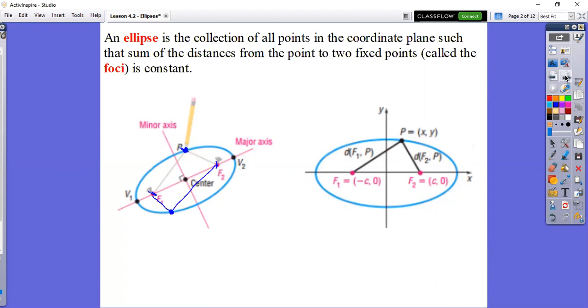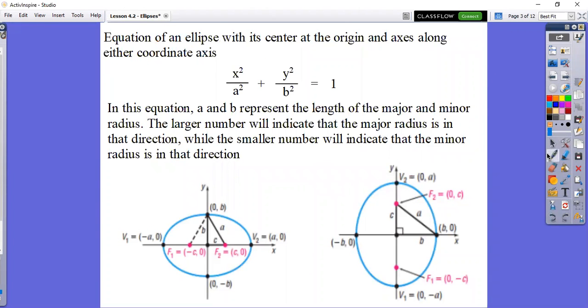So let's take a look at some stuff that we can do with the equations of ellipses. This equation of an ellipse is specifically for if it is centered at the origin and it has a vertical and a horizontal axis that are along either coordinate axis, so the x or the y axis. The x and the y here are just the variables x and y. Notice that for this ellipse, this is always equal to 1.